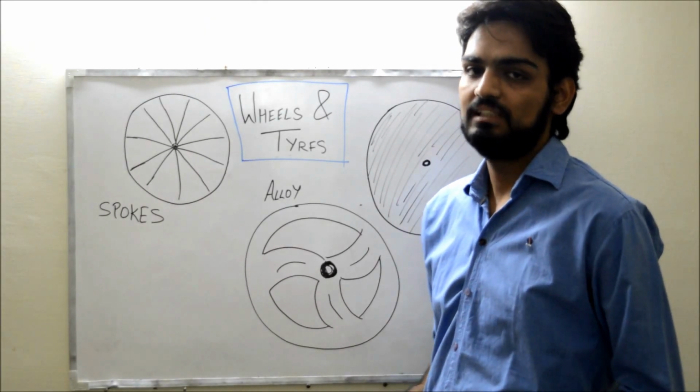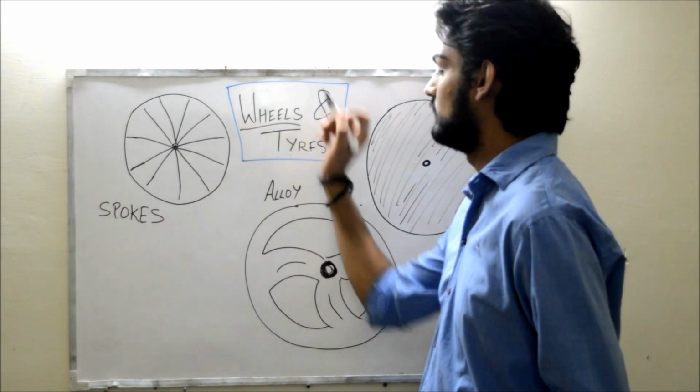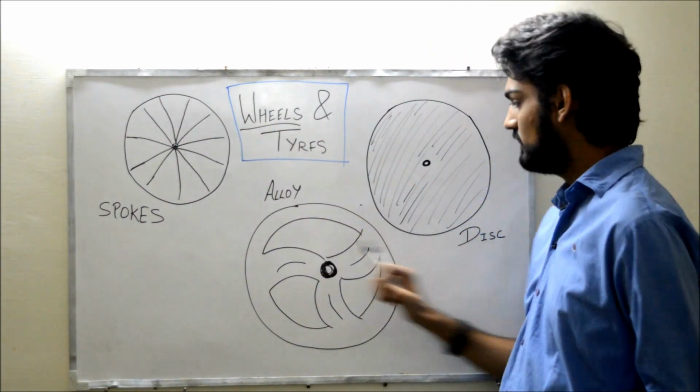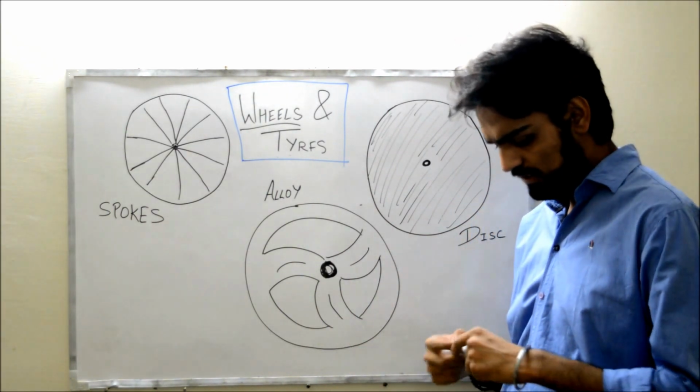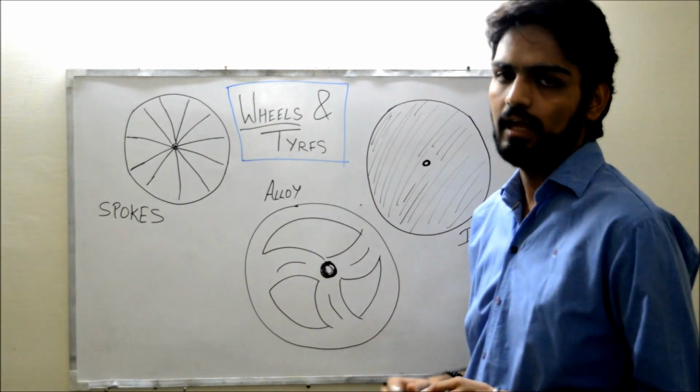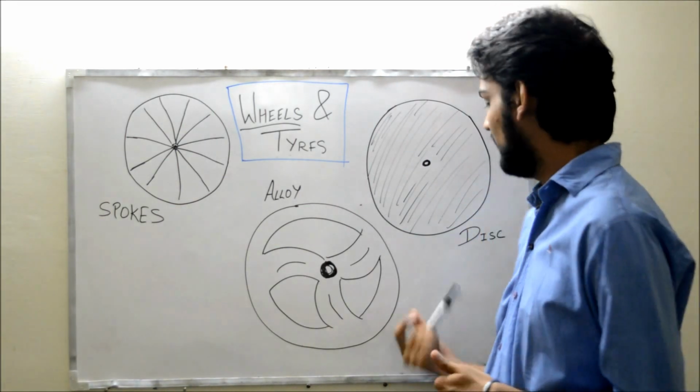Now we'll talk about wheels and tires. First, we'll talk about wheels. There are three types of wheels: disc, alloy and spokes. Now a disc wheel is a disc. A disc wheel is basically preferred as a rear wheel in racing cycles as it helps in turns.